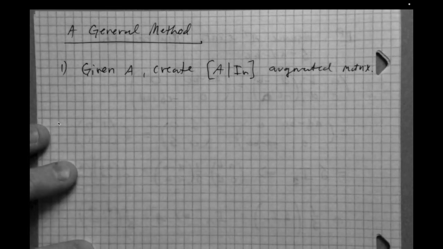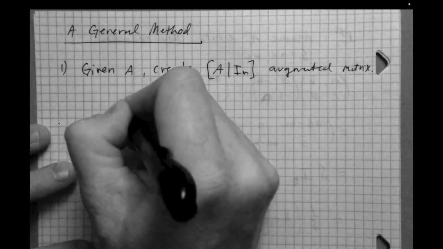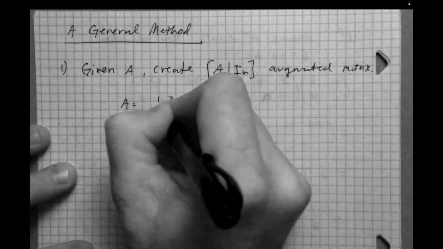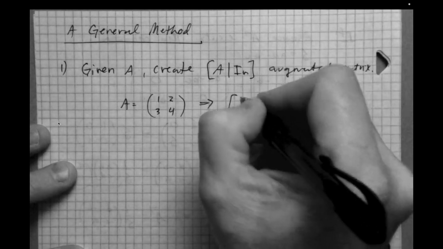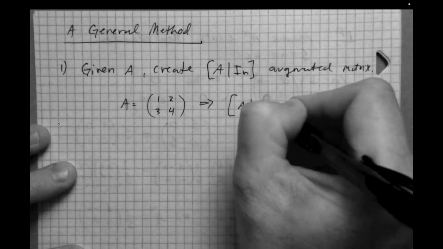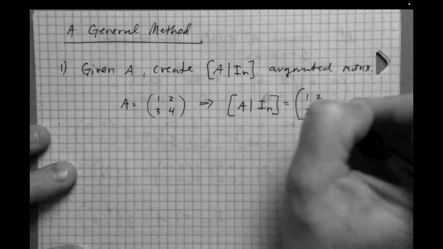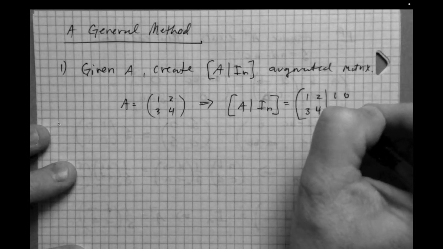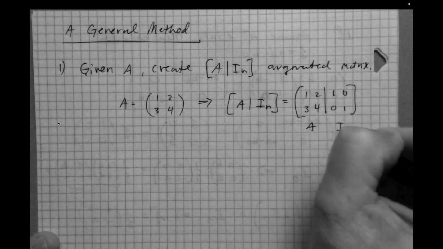Okay, so for example, maybe I'll have a running example as we talk these through. So let's say A is equal to [1 2; 3 4]. All right, then what I want to do is set up [A | I] as [1 2; 3 4] augmented with [1 0; 0 1] over here. Okay, so this is the A, and this is the identity.